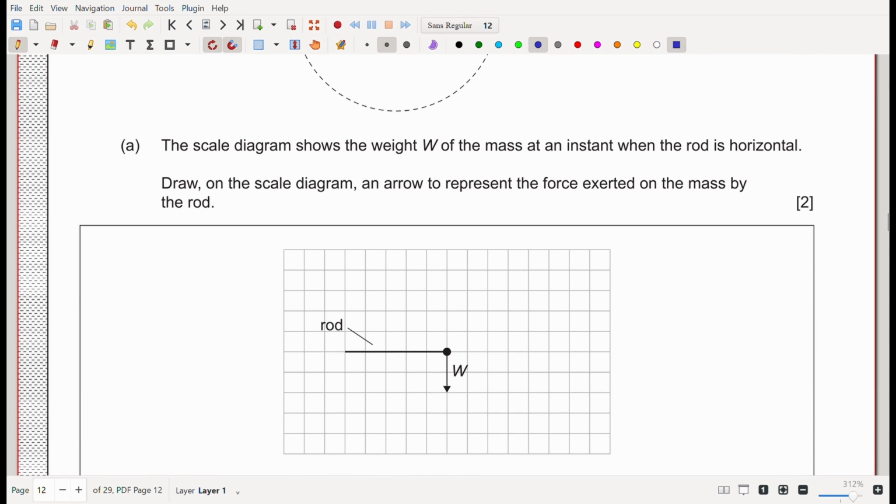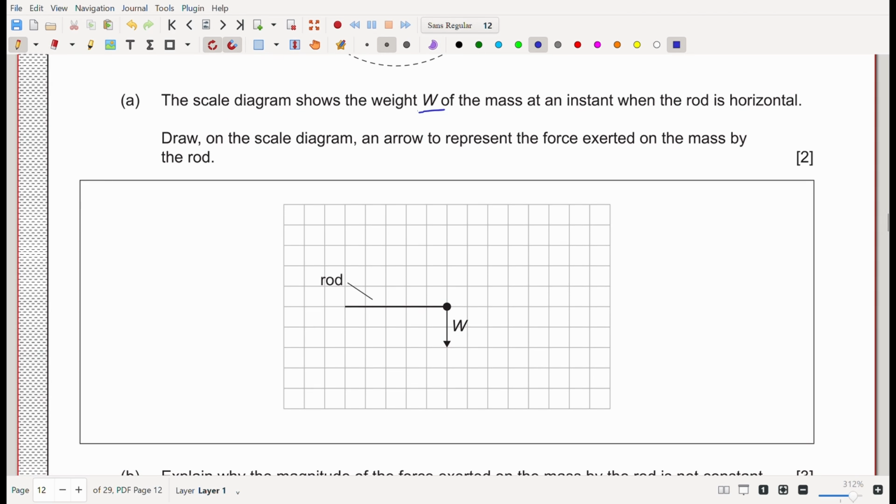The scale diagram shows the weight W of the mass at an instant where the rod is horizontal, and we have to draw an arrow to represent the force exerted on the mass by the rod. Now, this is actually a pretty interesting question. I'll use a different color here. Let's pick pink. Since the weight is acting downwards and it is still attached to the rod, the rod must provide a component of its reaction force that is directly opposite, and it will provide a force like that. That's perfectly vertical.